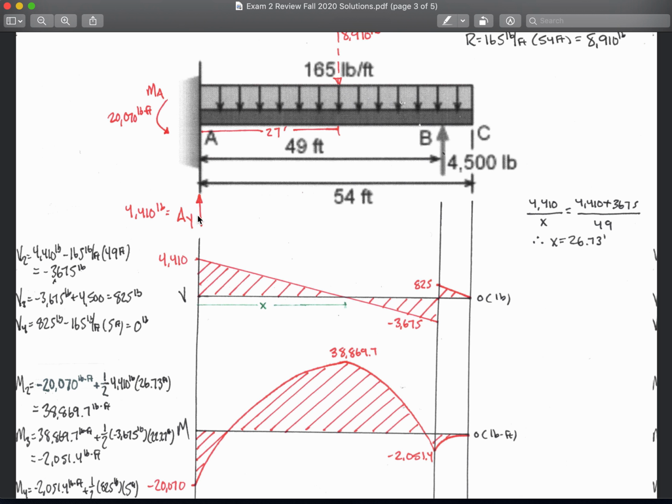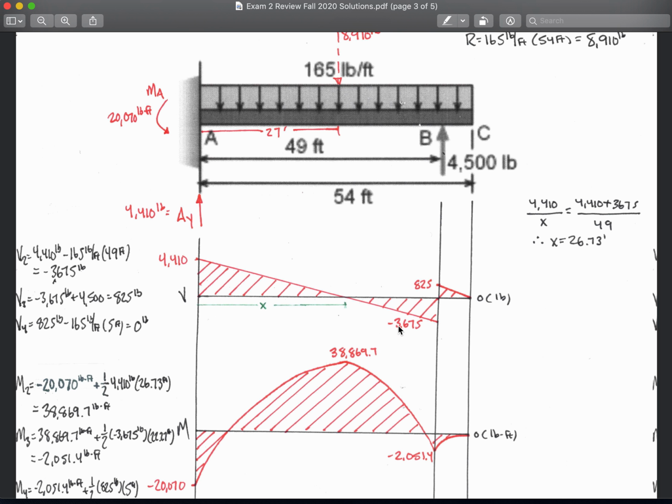Okay, so the first thing, there is an upwards force right here at the edge, which causes an upward jump in the shear diagram of 4,410 pounds. But then immediately the distributed load takes over. So over here at, I'm calling it shear location 2, is the 4,410 where we left off, minus the magnitude of the distributed load, which is 165 pounds per foot, multiplied by 49, not by 54, because I'm only getting the magnitude of it at this point. So I only take up to that point, which is 49 feet. I do that math and I get a negative 3,675 pounds.